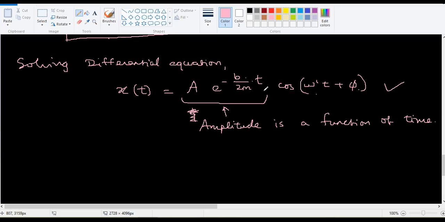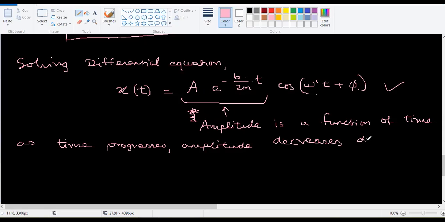What do I mean by that? As the t value changes, the amplitude is also going to change. Amplitude decreases drastically. But drastically is an English word. So the mathematical equivalent here will be exponential decay.